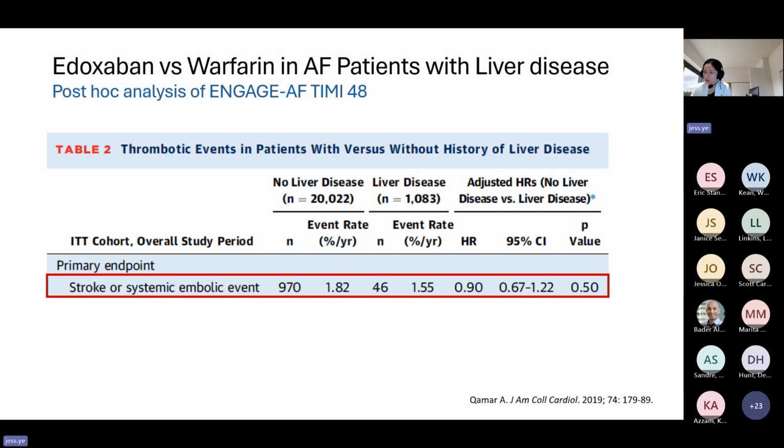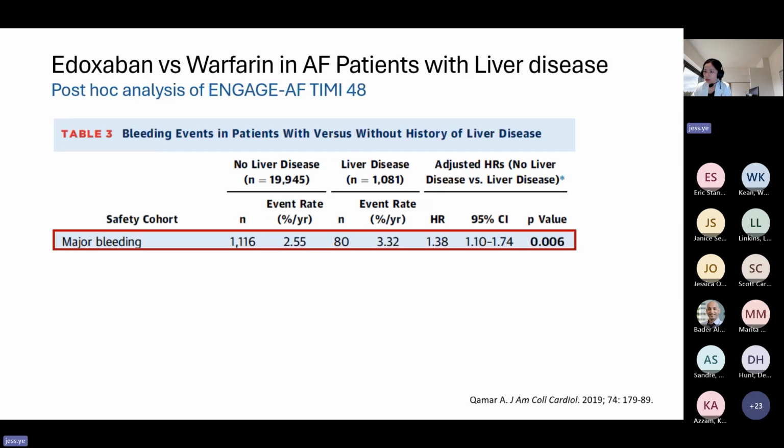Among the patients with liver disease, compared to those without, there was no significant difference in the adjusted risk of stroke or systemic embolic events, suggesting perhaps a similar treatment effect between edoxaban and warfarin. The adjusted risk for major bleeding was significantly higher among patients with liver disease than those without, about 1.4-fold higher.